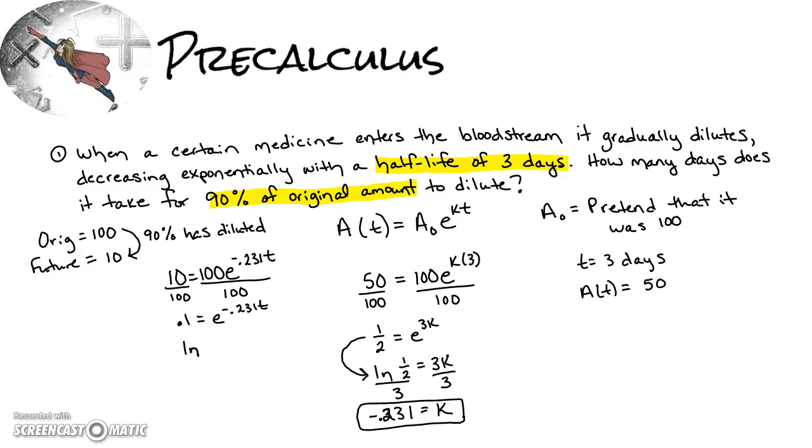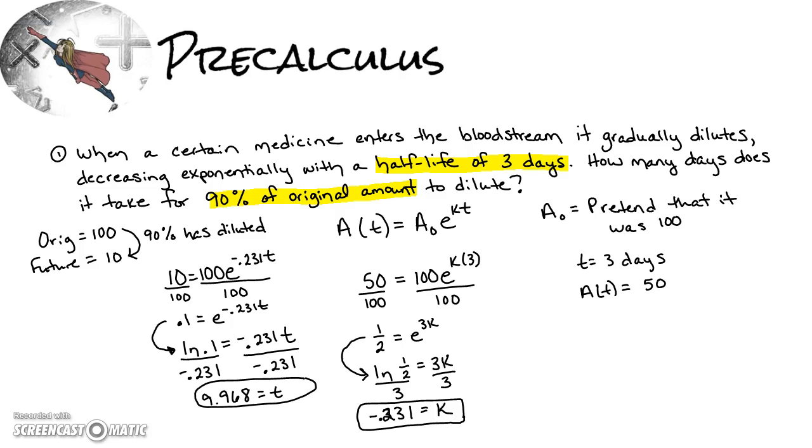So that's the ln of 0.1 equals negative 0.231t. So that is, again, taking exponential form and changing it into logarithmic form. And then just divide both sides by negative 0.231. So we'll do that on a calculator. And we get 9.968 equals t. Right there.